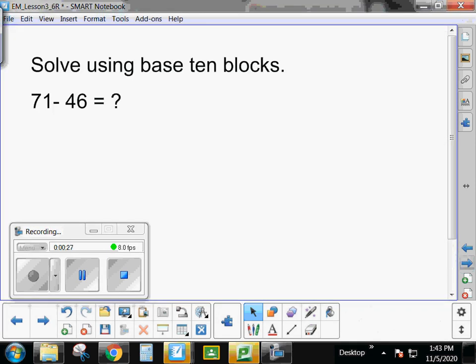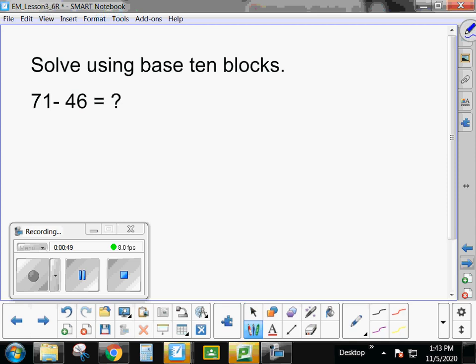I want you to solve this problem using base 10 blocks. So you're going to need to have paper, pencil, or whiteboard and marker. If you need to gather things, pause the video and do that. And go ahead and solve 71 minus 46 using base 10 blocks. And then we'll come back together and talk about it. Pause the video.